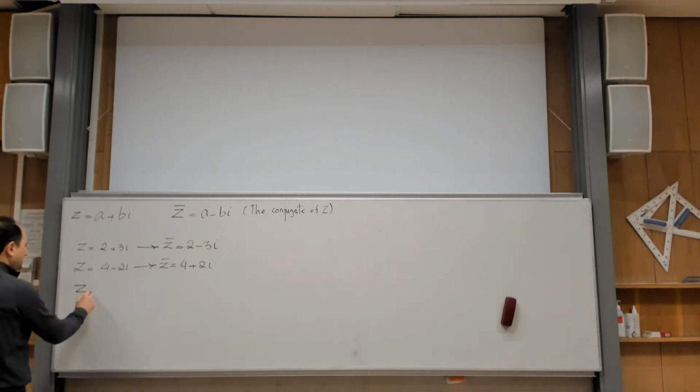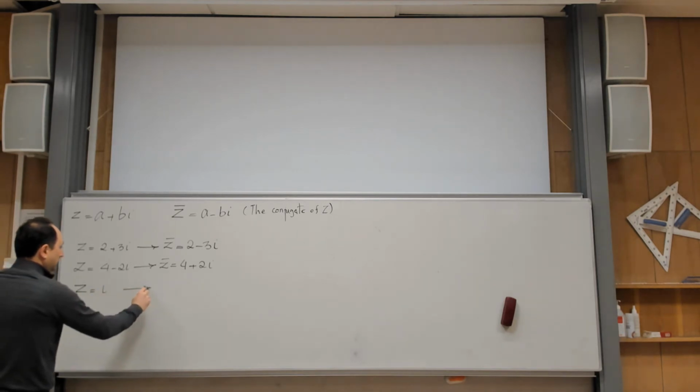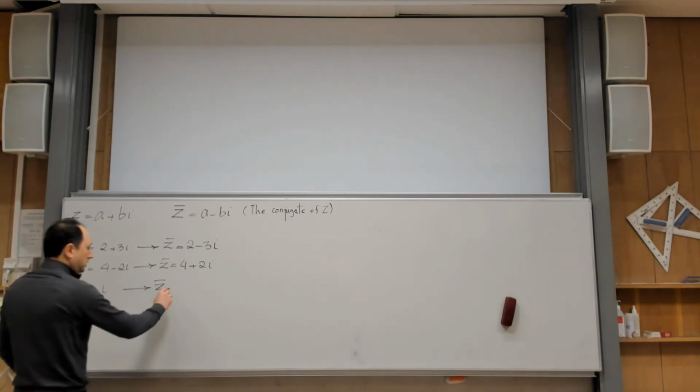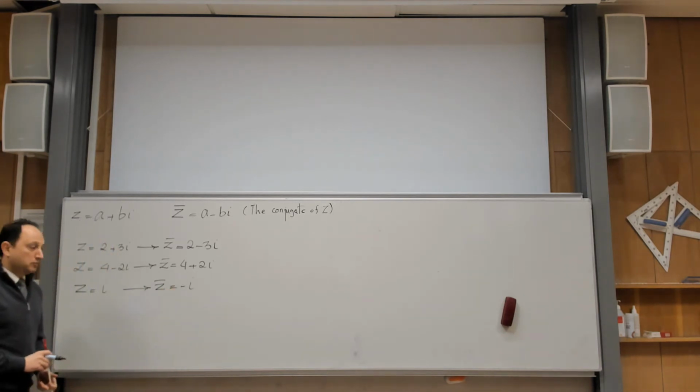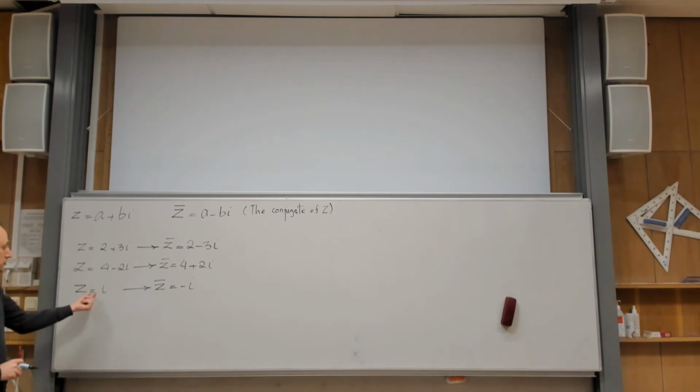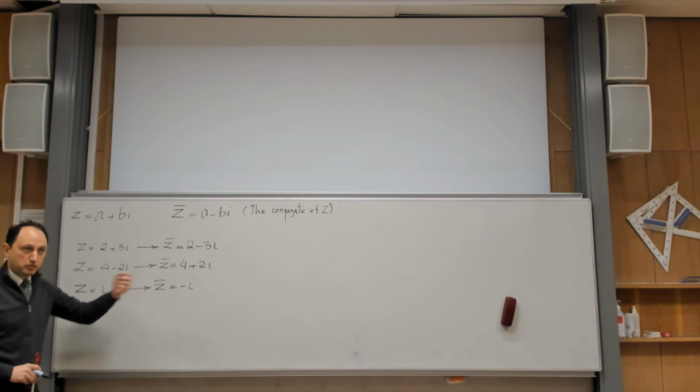Can you tell me, if I give you z is equal to i, what is z bar? Every complex number has its own conjugate. Yes, it's minus i. Understandable for everyone? Because this is 0 plus 1i. I am not allowed to change the 0 part. I change the 1 to minus 1. So it becomes minus i.